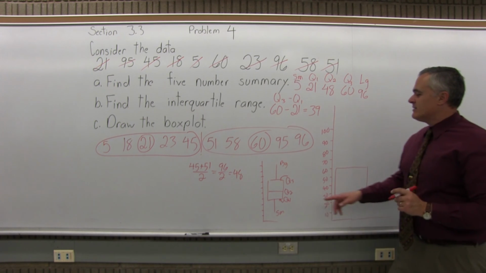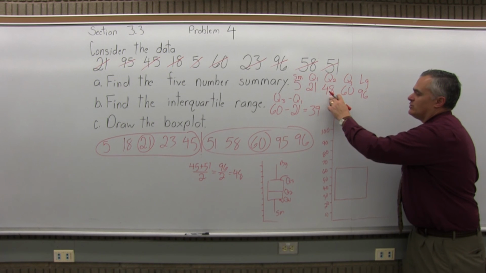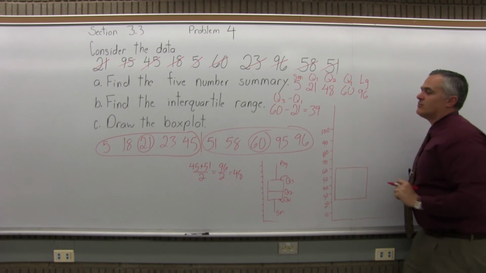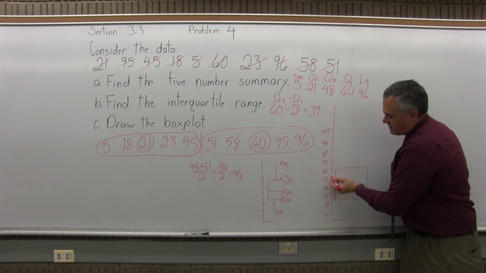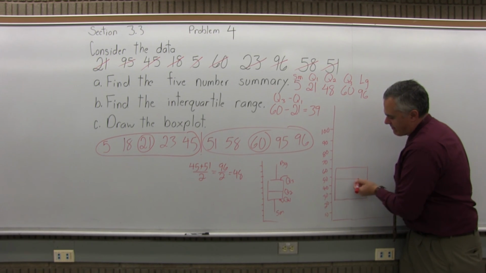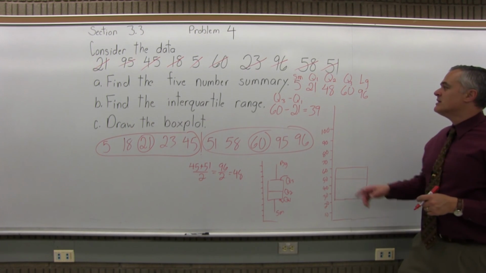And now inside the box, not necessarily in the middle, is Q2, which for this problem is 48. I don't have a 48 on my number scale, but I'll find the 50, which is close, and go a little lower. And there's the Q2 inside the box.